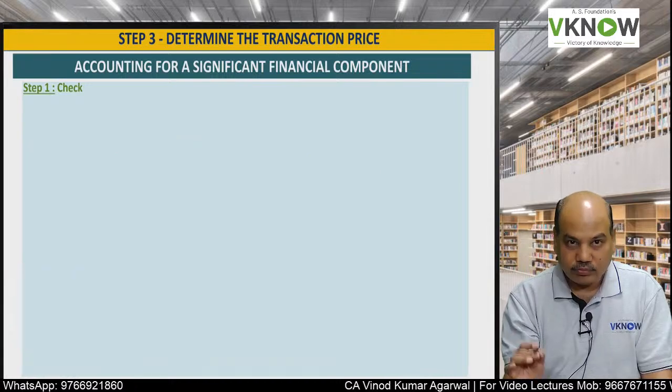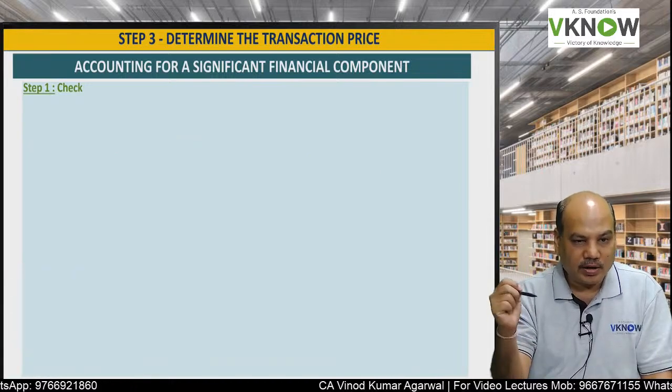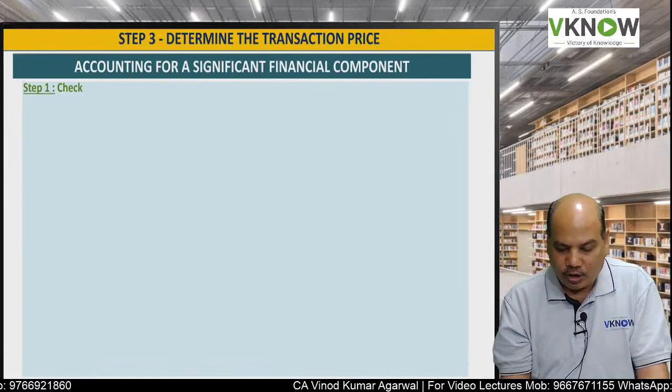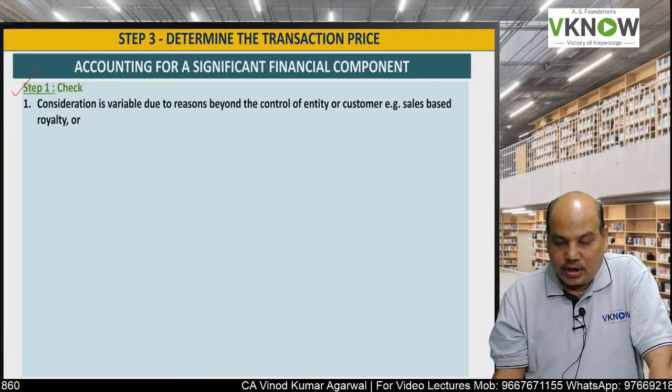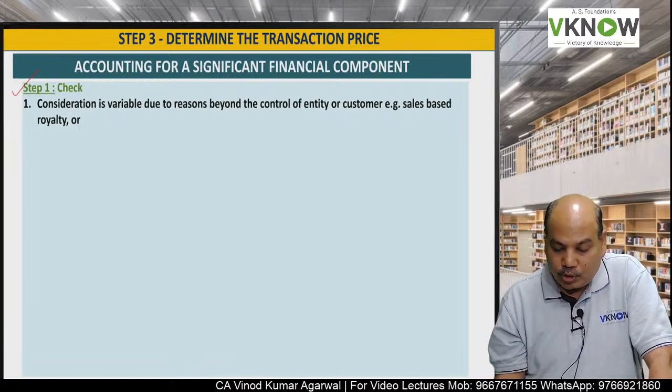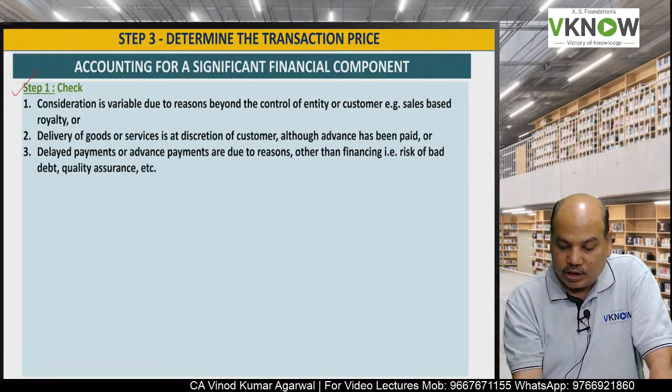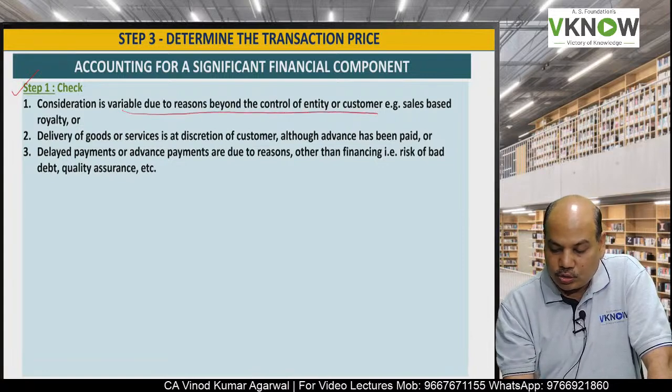So check, in a very simplified manner, line by line we have written. All of you are requested to understand. Check, consideration is variable. 3 points I will write. Consideration is variable due to reasons beyond the control of the customer.